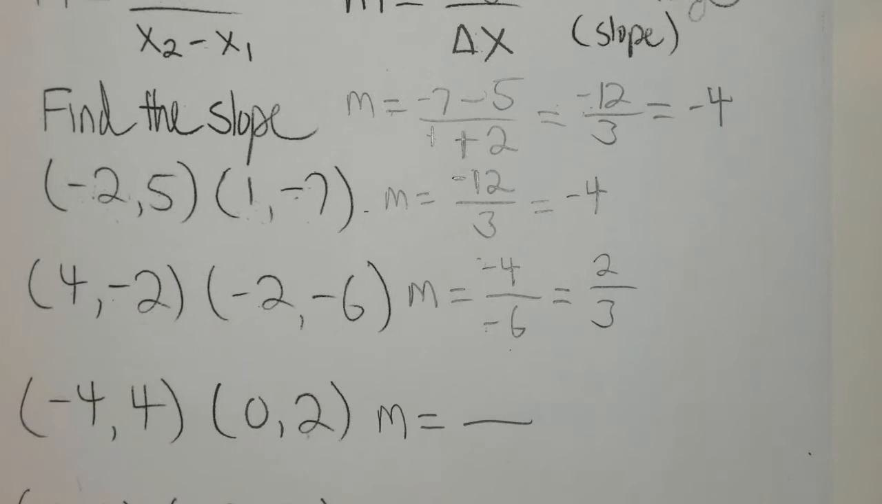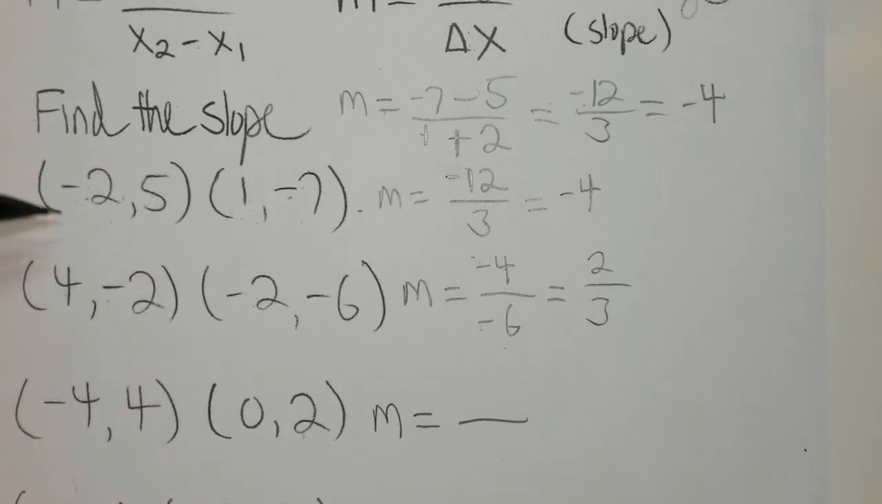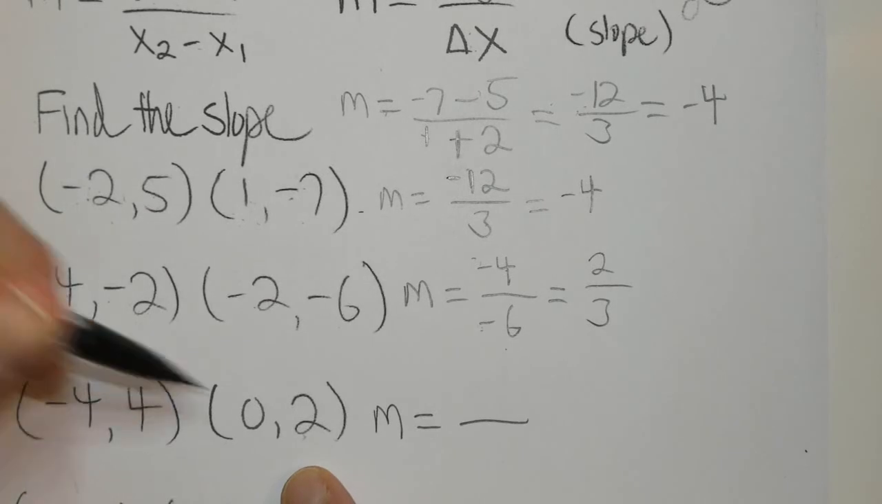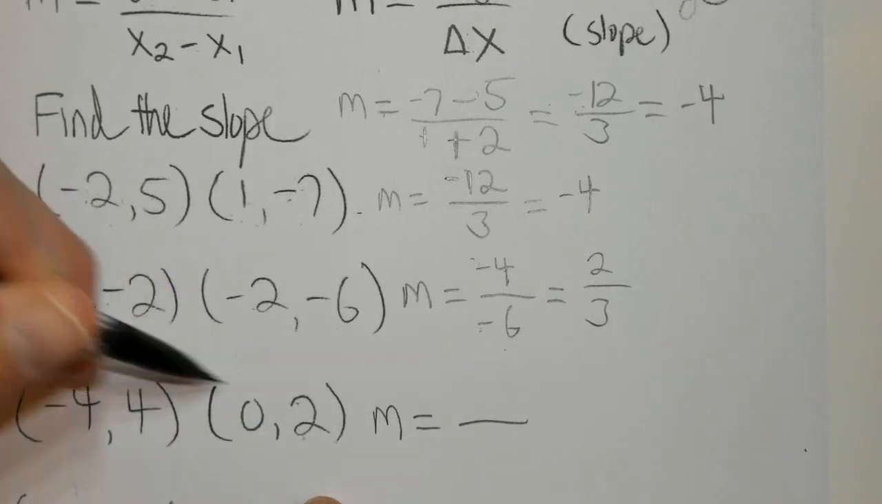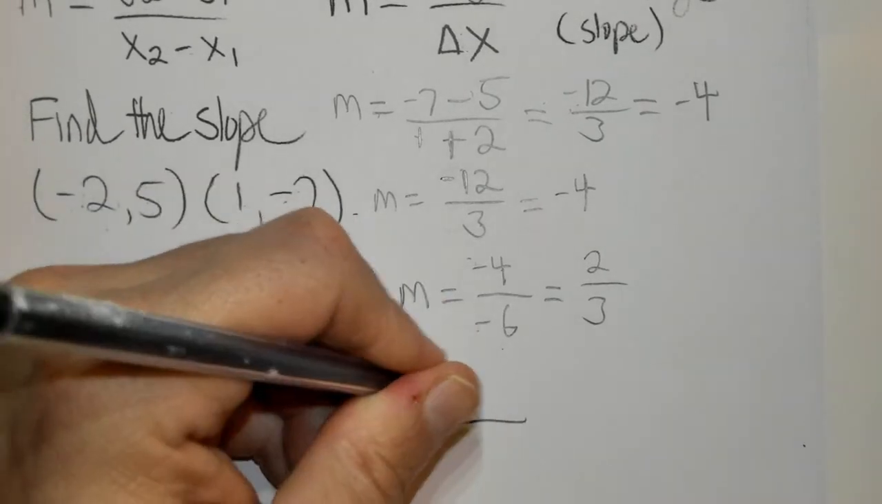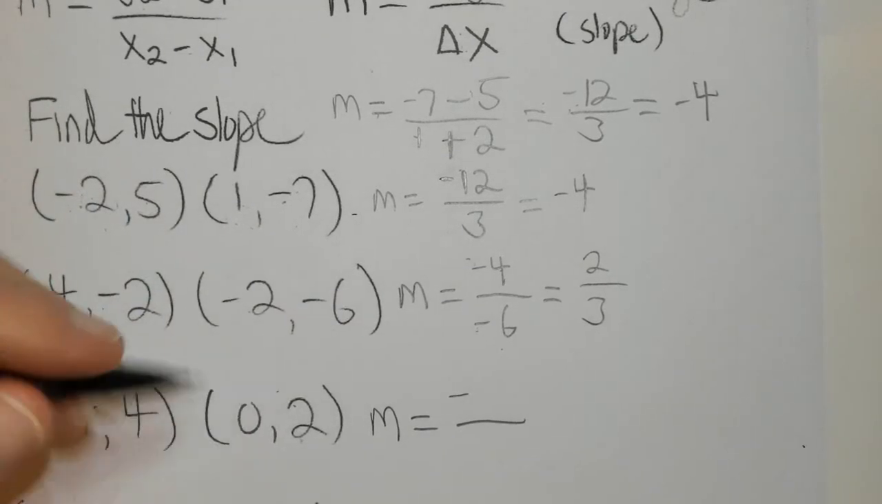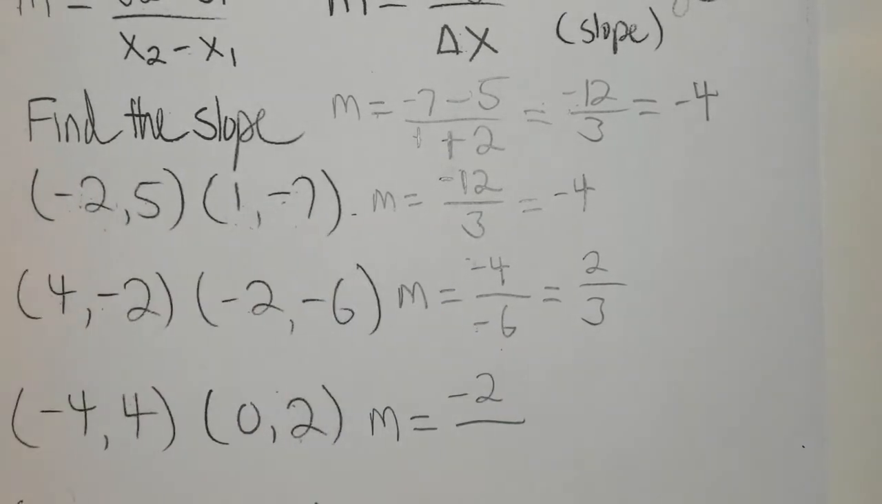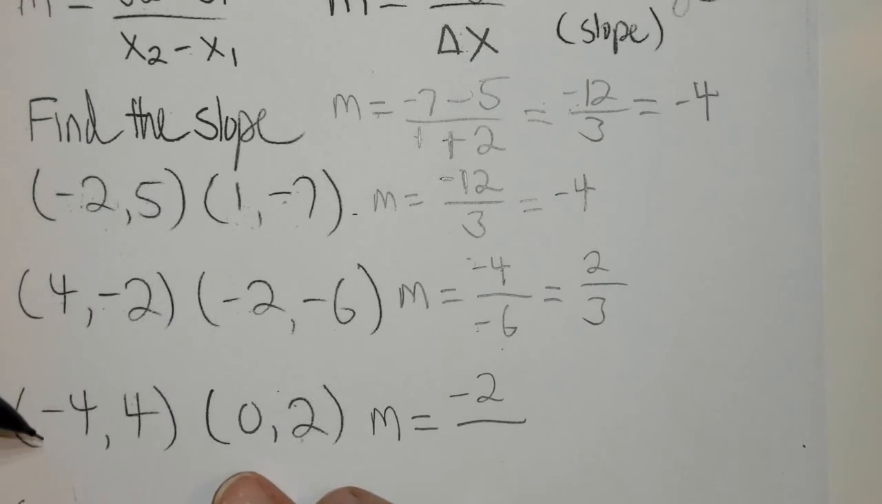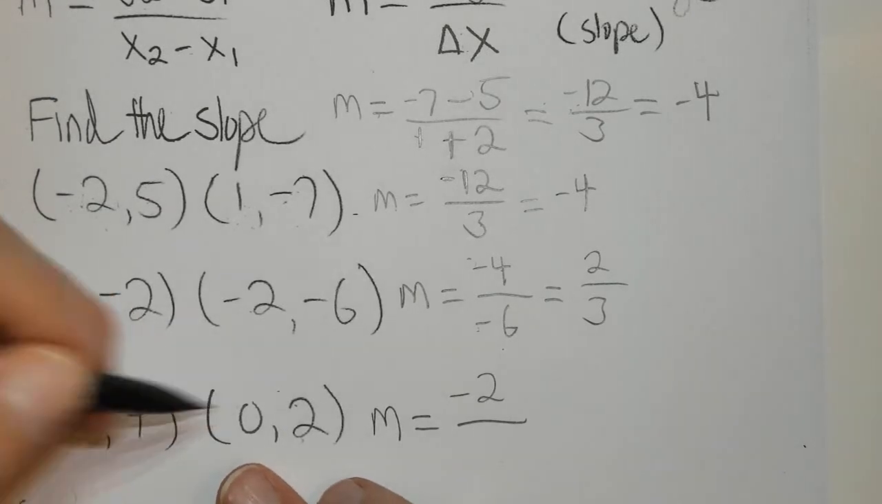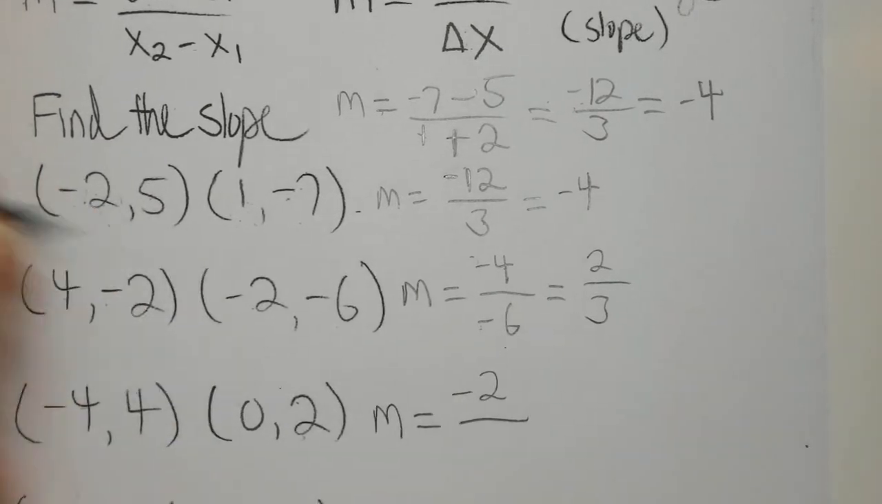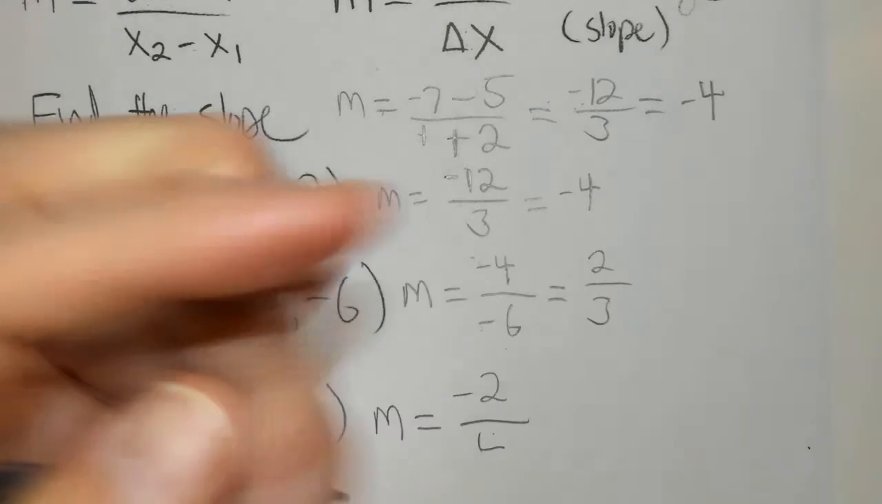So once again, I need the change in y on top, so I'll look at my y numbers. They go from 4 to 2, and so from 4 to 2 is going down. So we'll start with a negative. It's going down by 2, so that's -2 on the top. And now I need my change in x from -4 to 0, and so that's going up. It's going up by 4, so I'll put my 4 here.